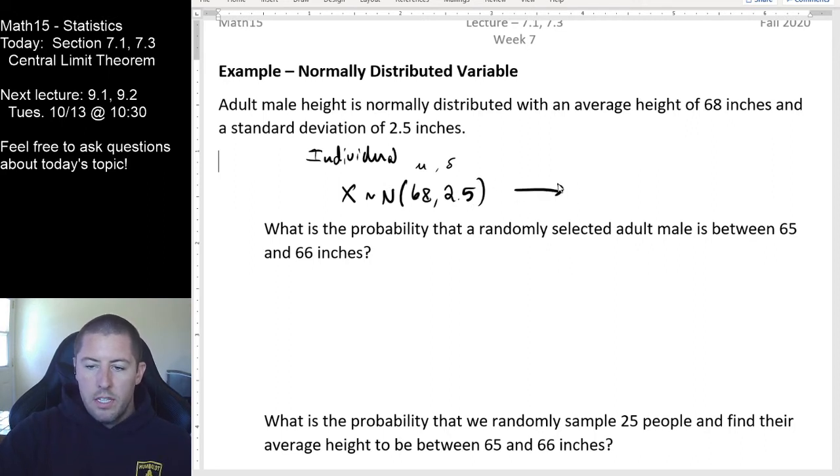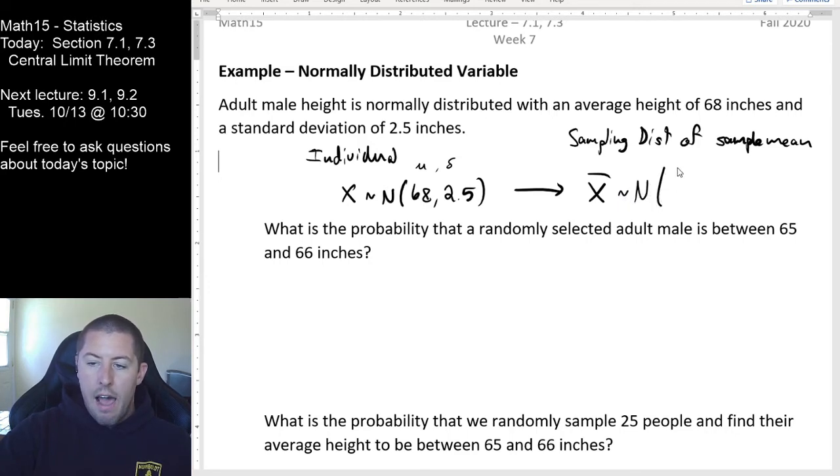When we transition this into a group sampling distribution of the sample mean, then x bar is instead distributed normally. It's still going to have an average of 68. That's going to stay the same. But now we're going to get sigma over root n, so I'm going to get 2.5 divided by the square root of our sample size, whatever that's going to be. These are the pieces of information that we'll use for our first and second question.